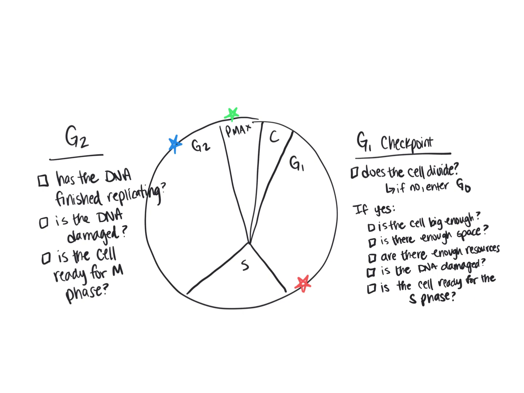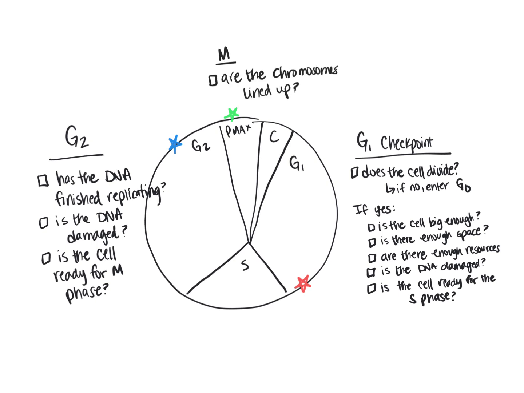At the G2 checkpoint, which is the second checkpoint, the cell is going to check if the DNA has finished replicating. In other words, has the S phase completed? Is the DNA damaged? And is the cell ready for the M phase? If the cell has met all these conditions, then it will proceed on to the M phase. If not, then the cell is going to wait until those conditions are met before moving on to the next phase of the cell cycle.